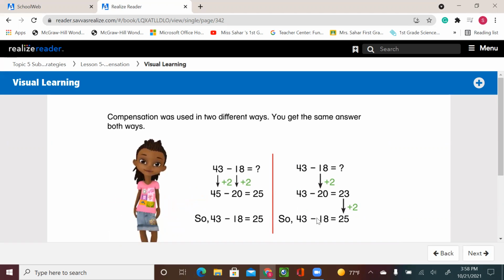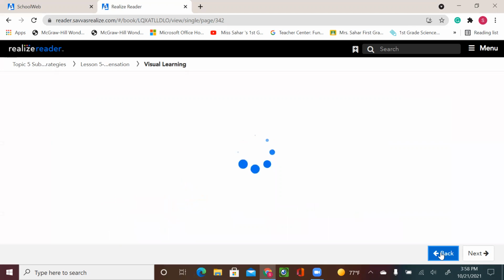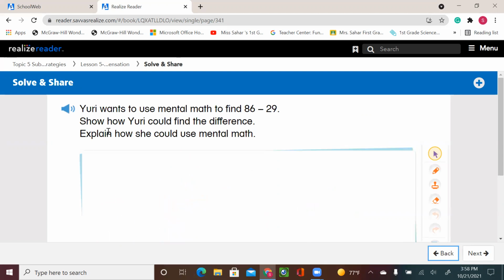All right, so let's go back to the first question and see what we have. Yuri wants to use mental math to find 86 minus 29. Show how Yuri could find the difference. Explain how she could use mental math.